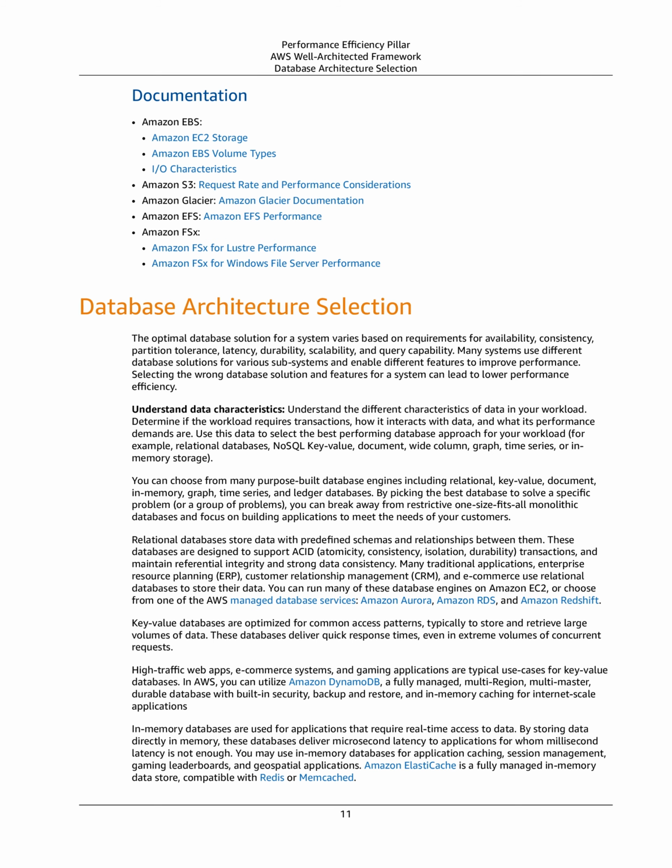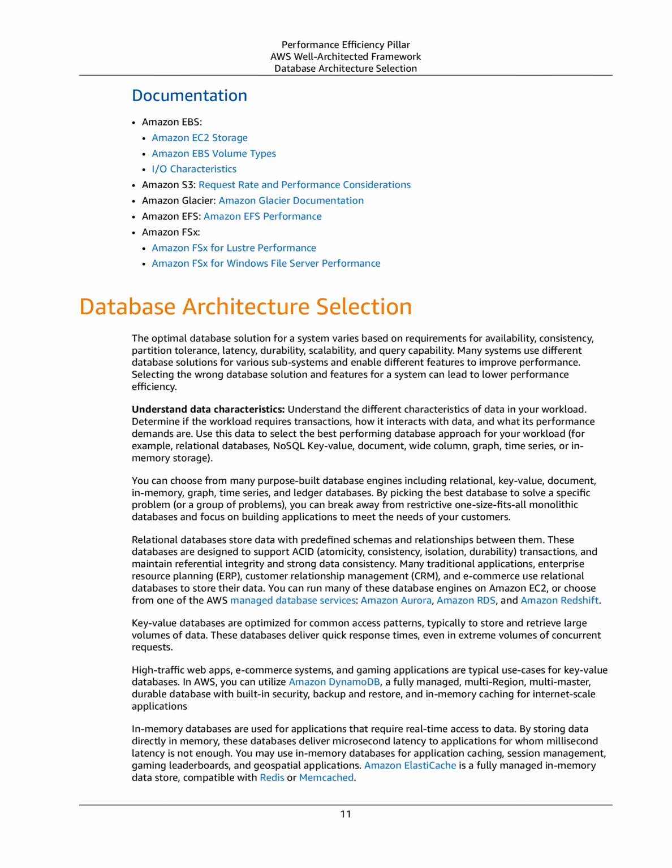Relational databases store data with predefined schemas and relationships between them. These databases are designed to support ACID (atomicity, consistency, isolation, durability) transactions, and maintain referential integrity and strong data consistency. Many traditional applications, such as enterprise resource planning (ERP), customer relationship management (CRM), and e-commerce use relational databases to store their data. You can run many of these database engines on Amazon EC2, or choose from one of the AWS managed database services: Amazon Aurora, Amazon RDS, and Amazon Redshift.